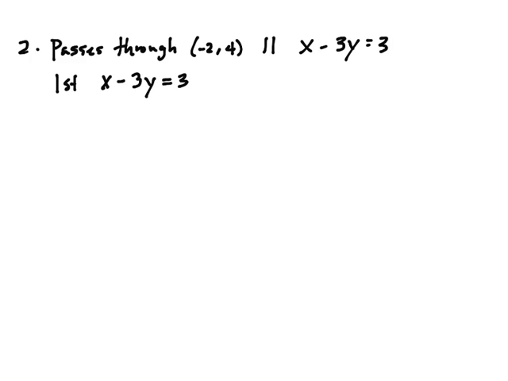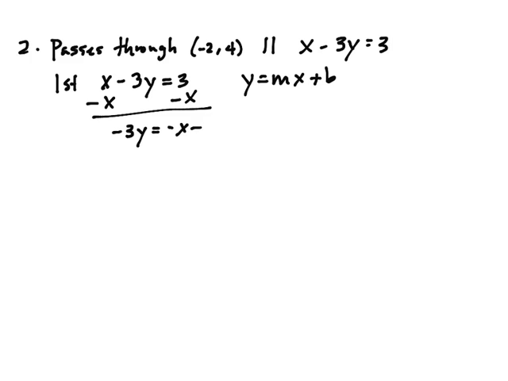So I have to find the slope of this line. How do I do that? I'm going to take the standard form and then turn it into the slope-intercept form, and I do that by solving for y. So I'm going to subtract x from both sides, so I have negative 3y equals negative x plus 3. I'm going to divide negative 3, negative 3, and negative 3.